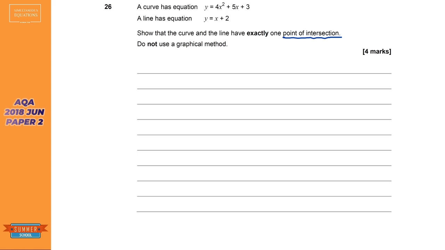So I'm going to write in this equation into where it says y there. You can do it either way around. I mean, you could put this equation into this equation where it says y there. Just get the two equations equal to each other. So 4x squared plus 5x plus 3. And because these are both equal y, what we're doing is replacing that y with this expression here, x plus 2.